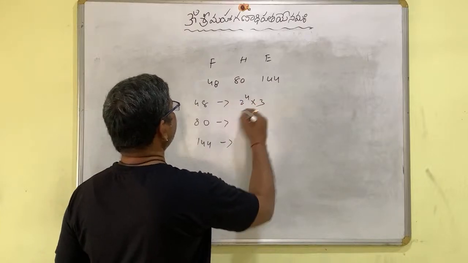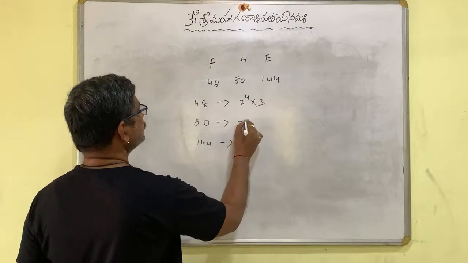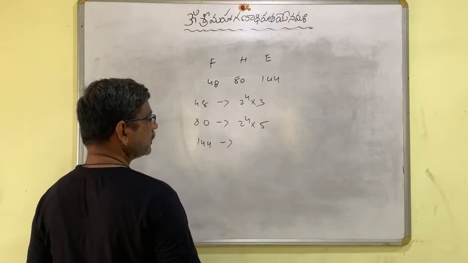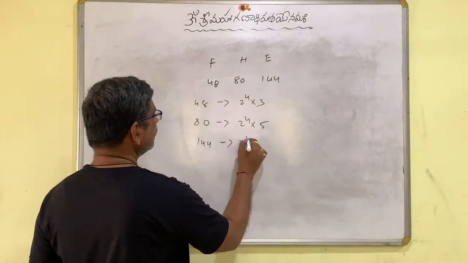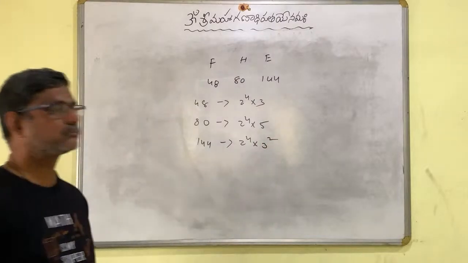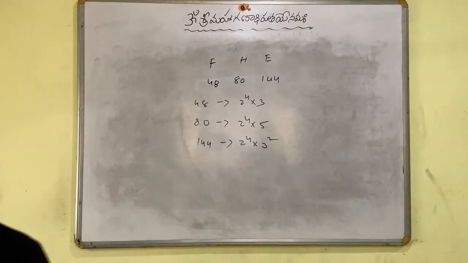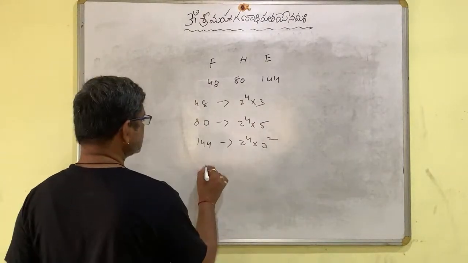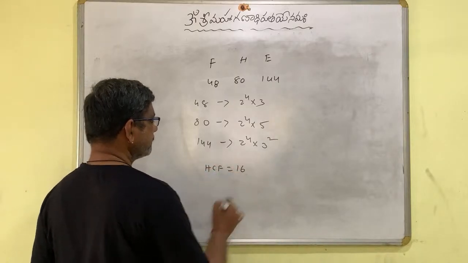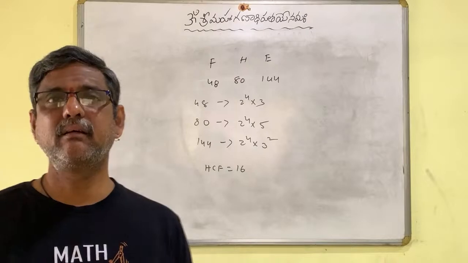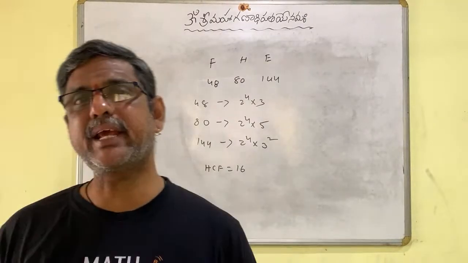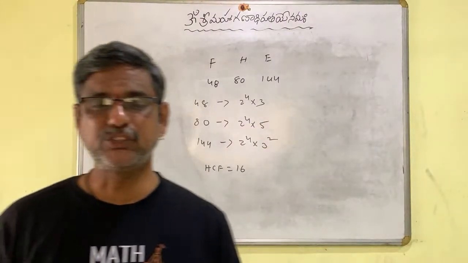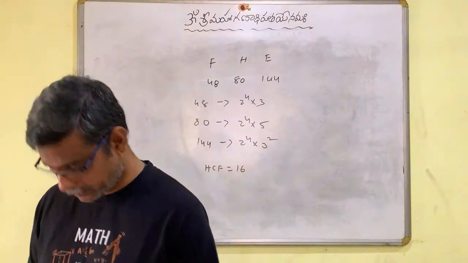48 is 2 power 4 into 3. 80 is 2 power 4 into 5. And 144 is 2 power 4 into 3 square. Okay, na? So HCF of the data is 16. That means we need to allot 16 teachers in each room.